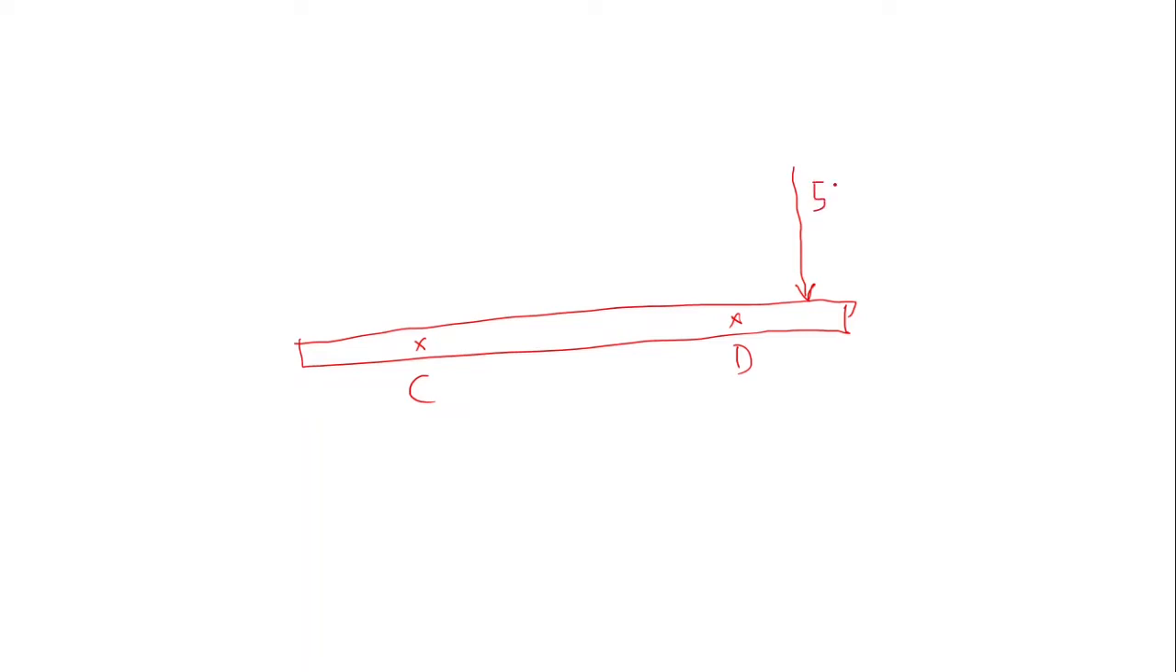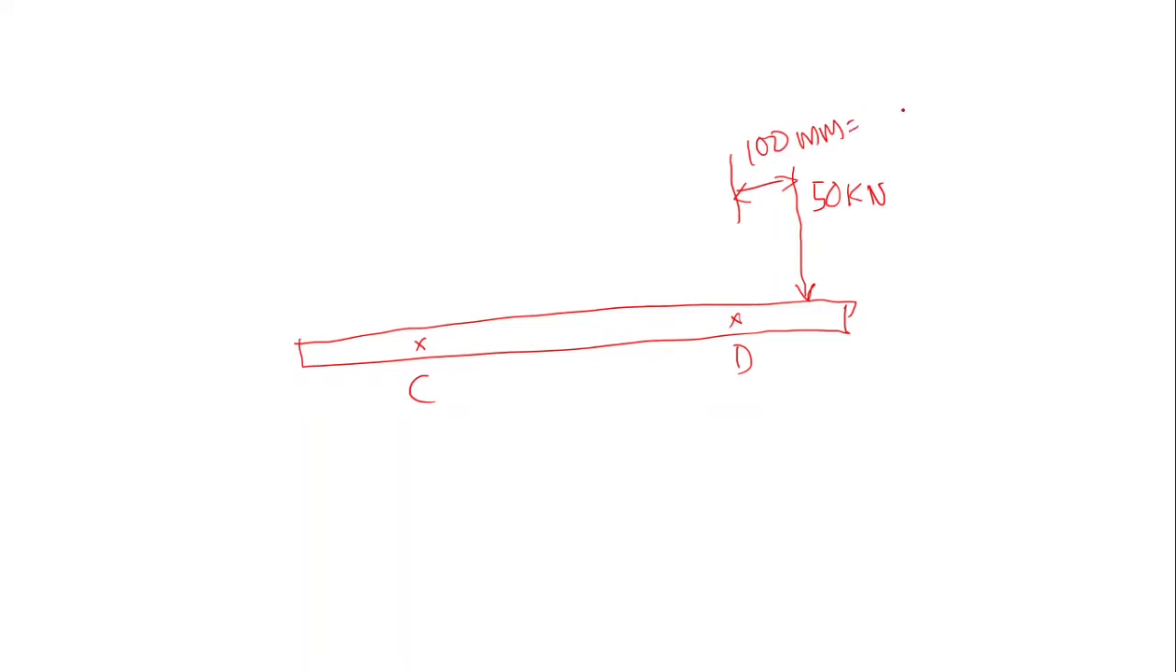Here, this is the shaft, and this point is point D, and this point is point C. Here, an external load of 50 kilonewton is acting, and this small distance is equal to 100 mm.